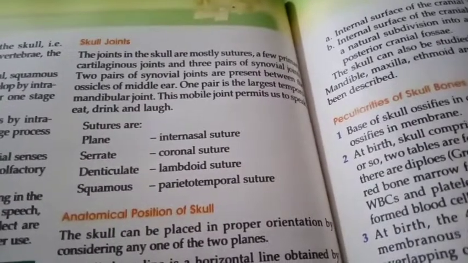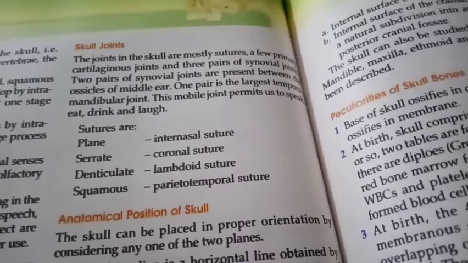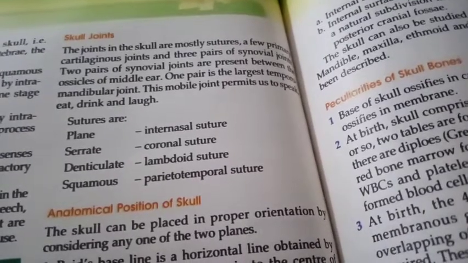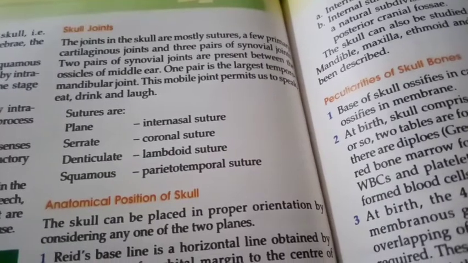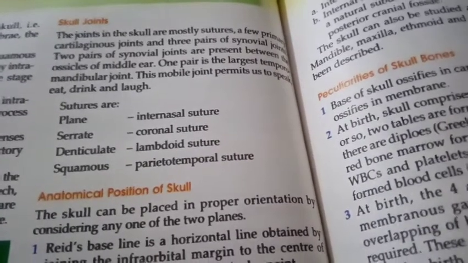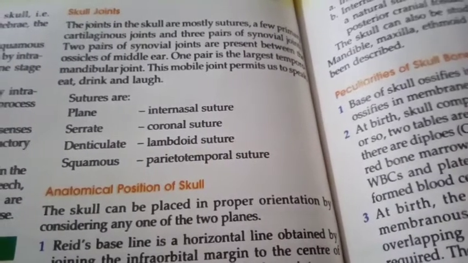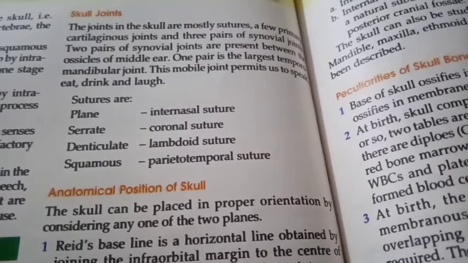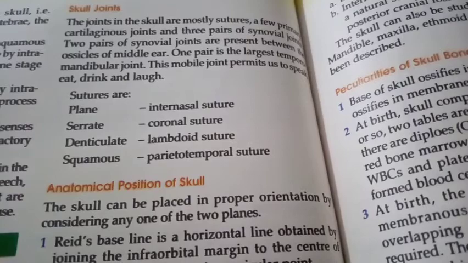Now we will talk about the skull joints. The joints in the skull are mostly sutures. A few are primary cartilaginous joints and three pairs are synovial joints. Two pairs of synovial joints are present between the ossicles of the middle ear. One pair is the largest, the temporomandibular joint. This mobile joint permits us to speak, eat, drink, and laugh. Sutures are plane internasal suture, serrate coronal suture, denticulate lambdoid suture, and squamous parietotemporal suture.